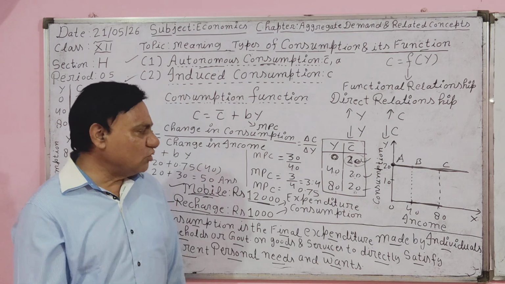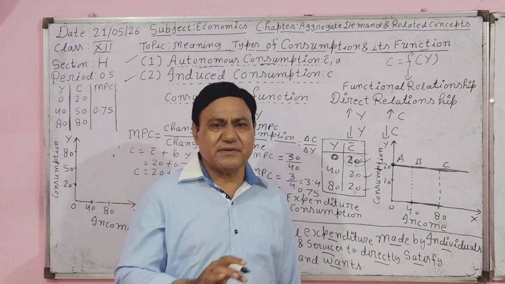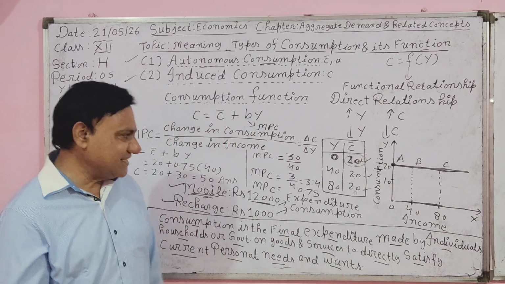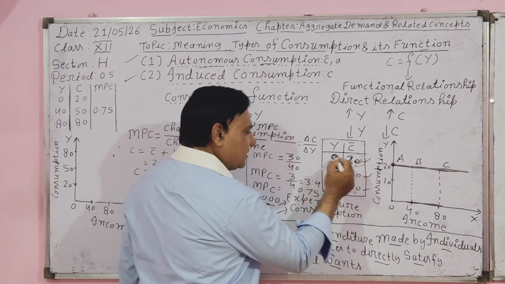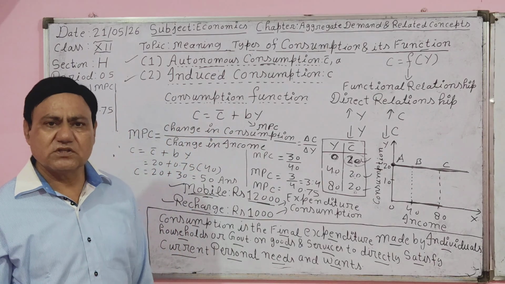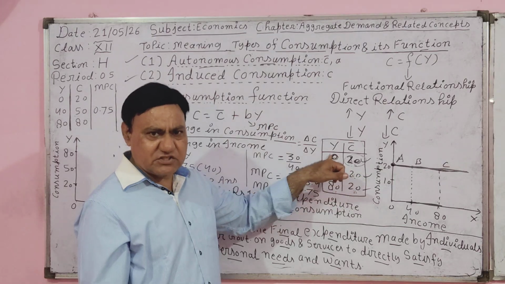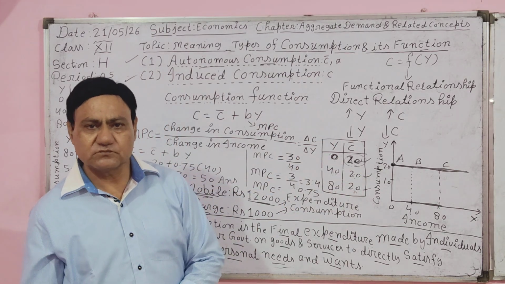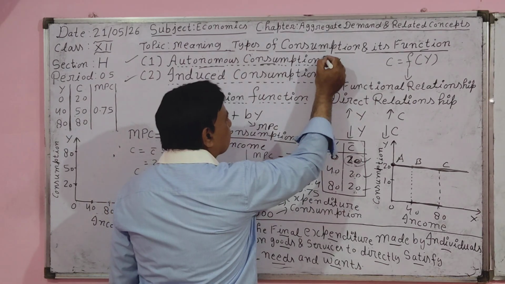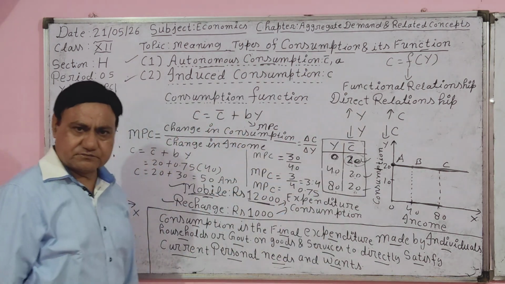In other words, autonomous consumption is that expenditure which is required to fulfill basic needs. In other words, the consumption at zero level of income is also known as autonomous consumption. In this example, 20 rupees is the autonomous consumption at zero level of income. Autonomous consumption is denoted by C bar, or it is also denoted by a small letter A.